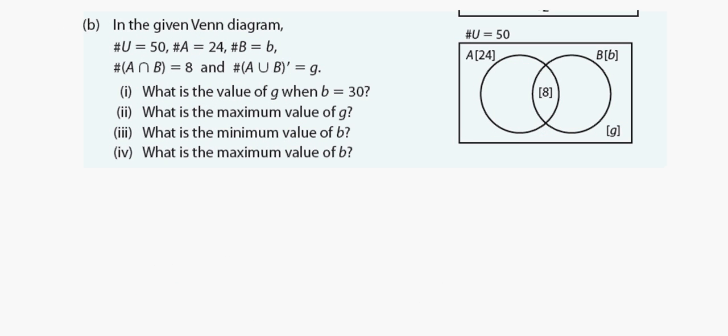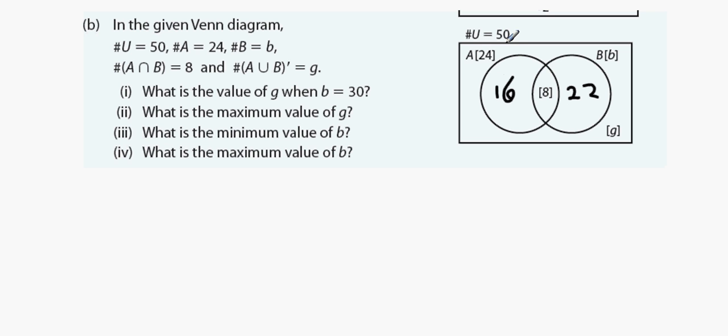6b. In the given Venn diagram, U is equal to 50, A is 24, B is B, A intersection B is 8, and A union B complement is G. What's the value of G when B is 30? So if B is 30, that means that this has to be 22 plus 8. 8 is in here, which leaves 16 in here.